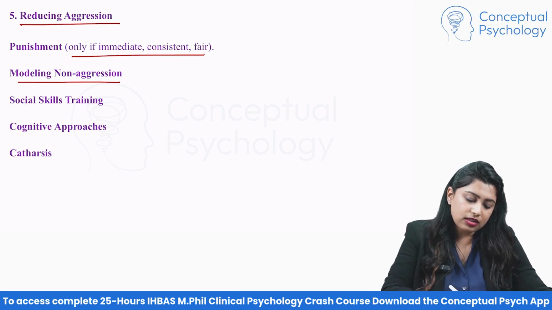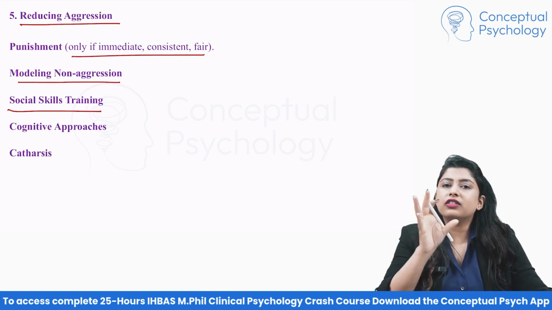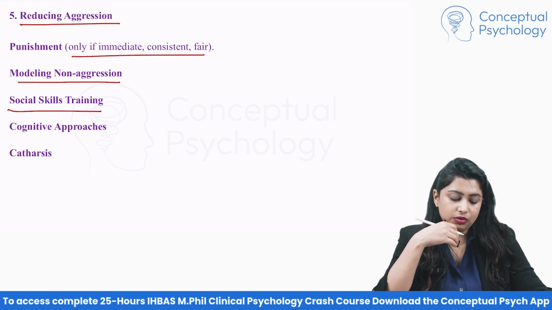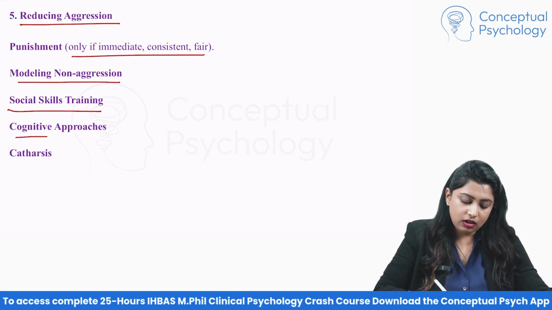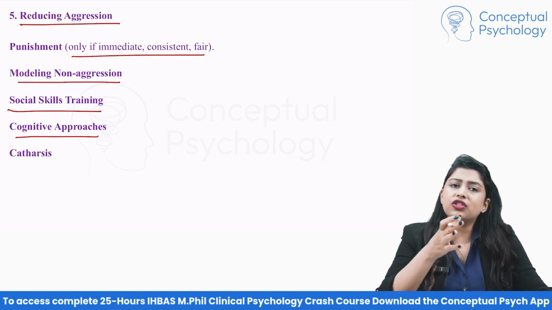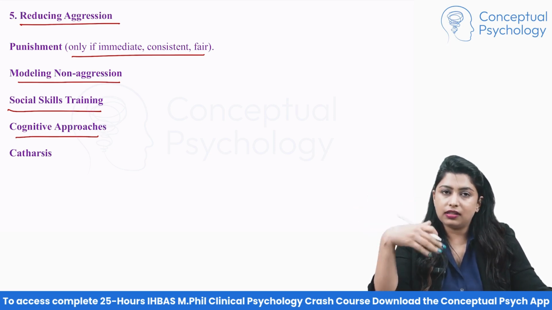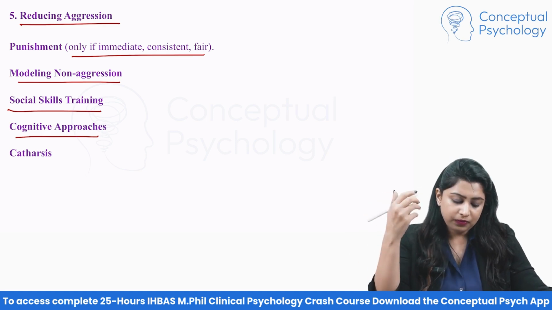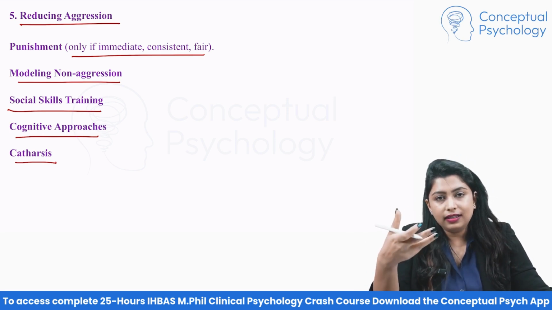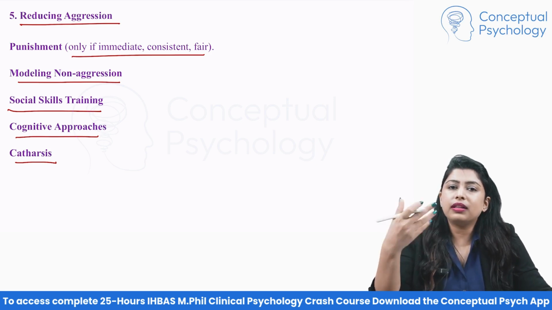Then there is social skills training, where teaching children conflict resolution strategies in school would be a very good way to reduce aggression. Then there are cognitive approaches, where anger management programs teach reframing thoughts. Maybe he didn't mean to insult me. That is how you teach reframing thoughts. Then there is catharsis. Research suggests that venting does not reduce aggression, it often makes people angrier.